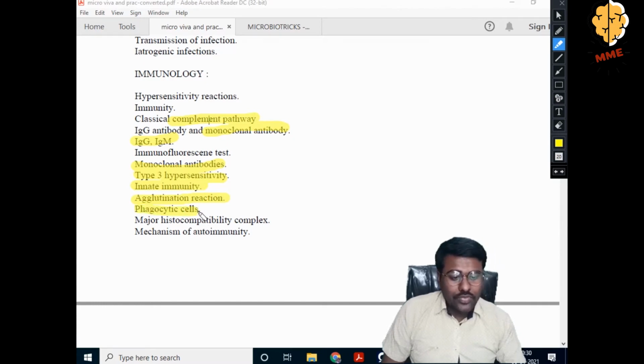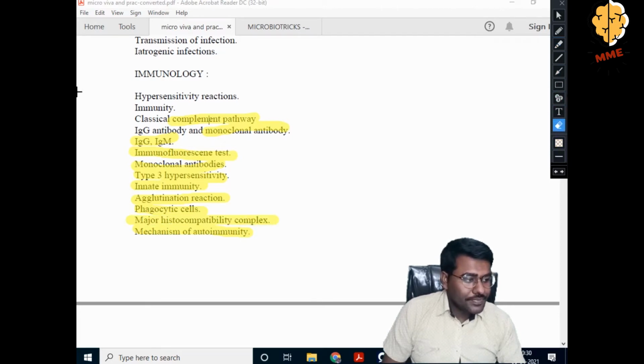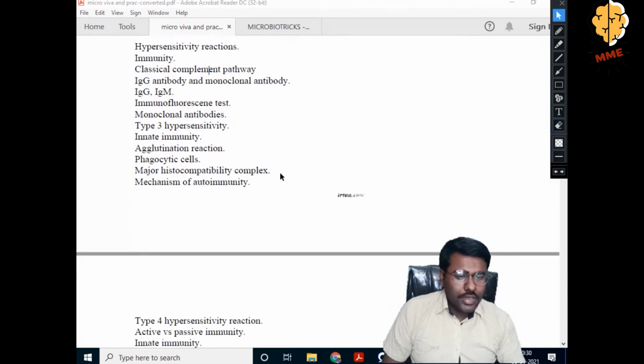Then they ask you the phagocytic cells in your body. Then they ask you the immunofluorescence tests. Okay, and last the question among the immunology is the autoimmunity, the mechanism of the autoimmunity, and MHC, major histocompatibility complex. Okay, so this is a very important topic about the immunology.